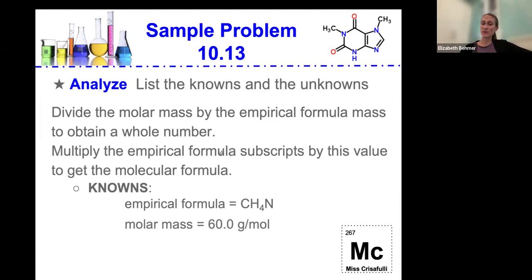So we know the empirical formula is CH4N, and the molar mass is 60 grams per mole, and we're looking for the molecular formula, for how many C's and how many H's and how many N's should be in that molecular formula.